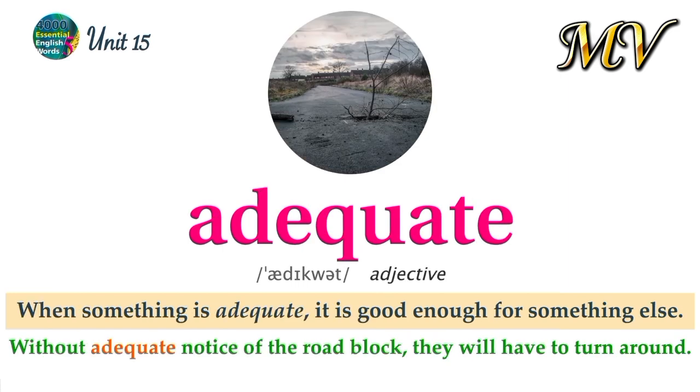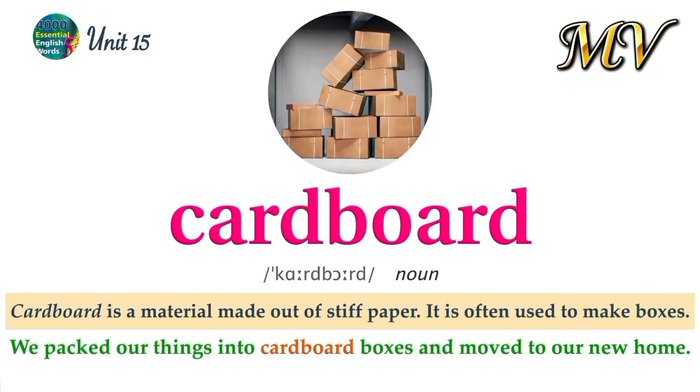Adequate. When something is adequate, it is good enough for something else. Without adequate notice of the roadblock, they will have to turn around. Cardboard. Cardboard is a material made out of stiff paper. It is often used to make boxes. We packed our things into cardboard boxes and moved to our new home.